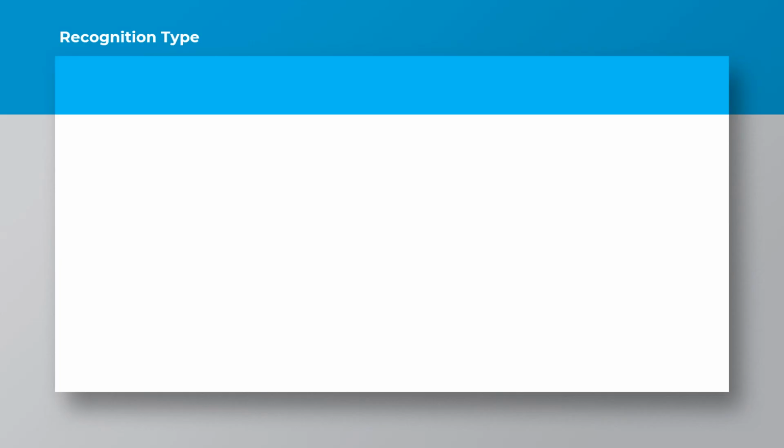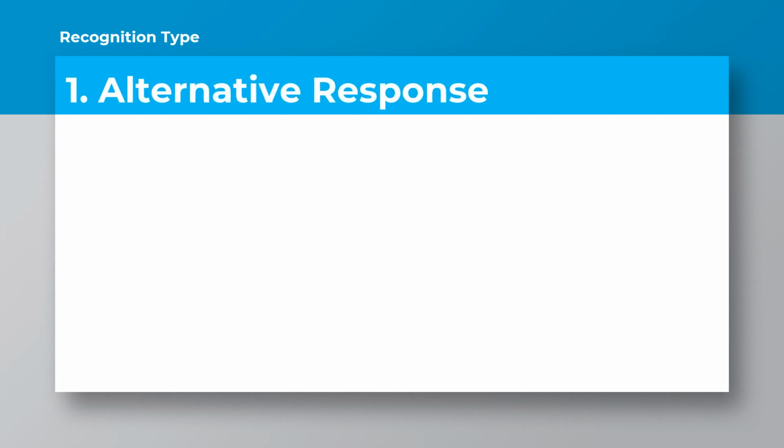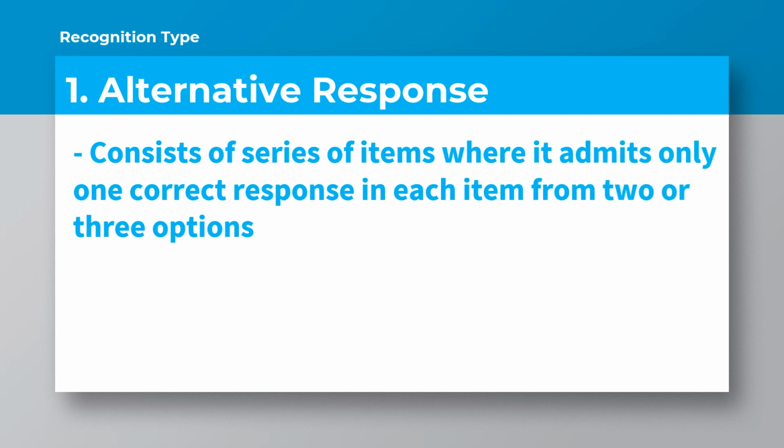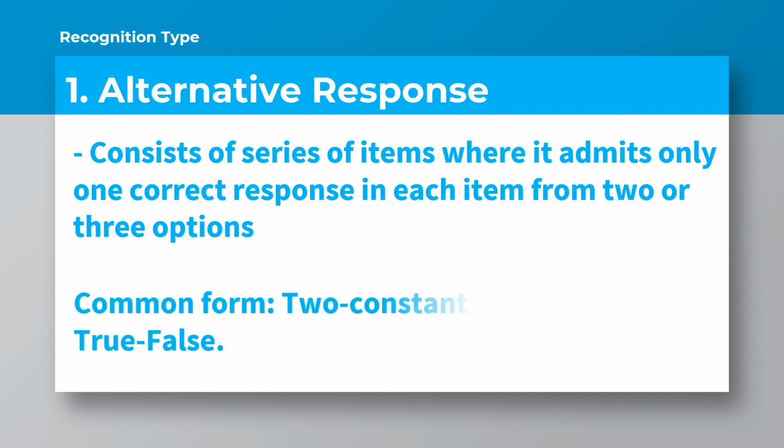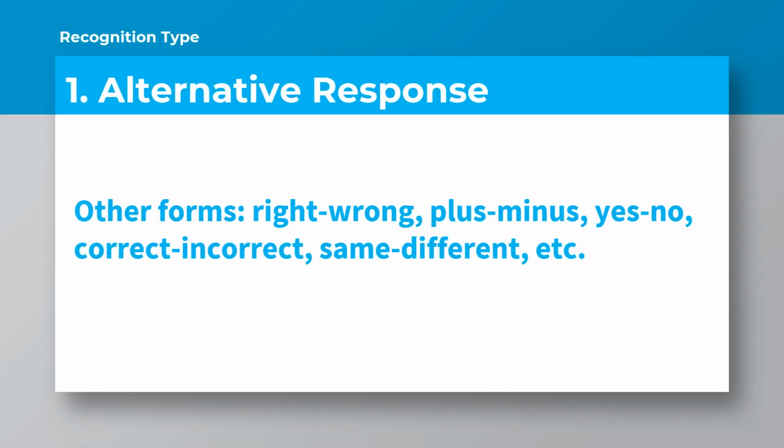For the recognition type, the first type of recognition is an alternative response. This test consists of a series of items where it admits only one correct response in each item from the 2 or 3 constant options to be chosen. This type is commonly used in classroom testing, particularly the 2 constant alternative type, or true or false type. Other forms are right or wrong, plus or minus, yes or no, correct or incorrect, etc.